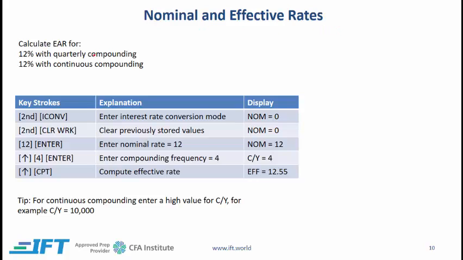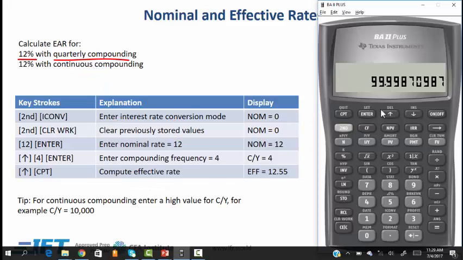Nominal and effective rates. Let's say that we are given a nominal rate or a stated rate of 12%, and we have quarterly compounding, which means that we have a 3% rate per quarter. What is the effective annual rate? The first thing we do is to get into the interest rate conversion mode. So how do we do that? First we just clear, and then to get into the interest rate conversion mode, we click second and interest rate conversion. The default is that we have a nominal interest rate of 0.